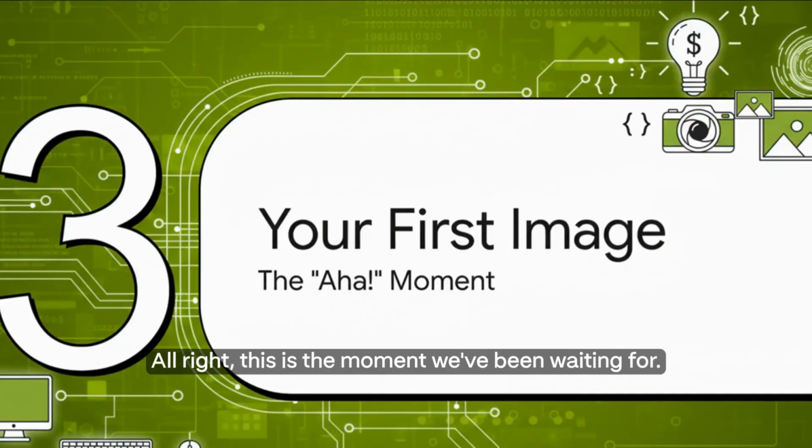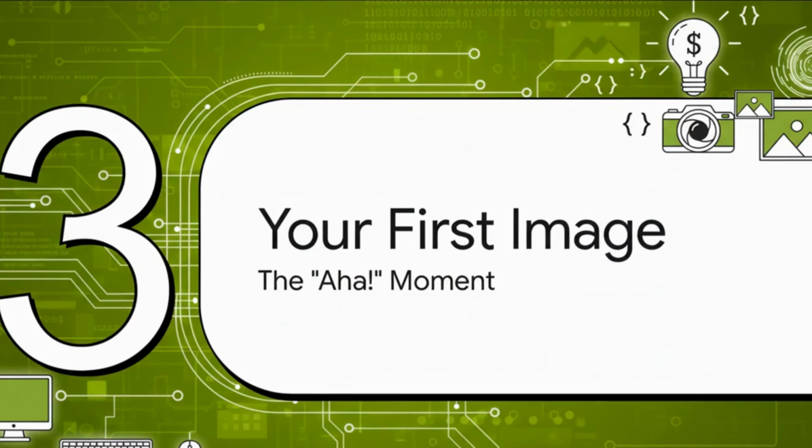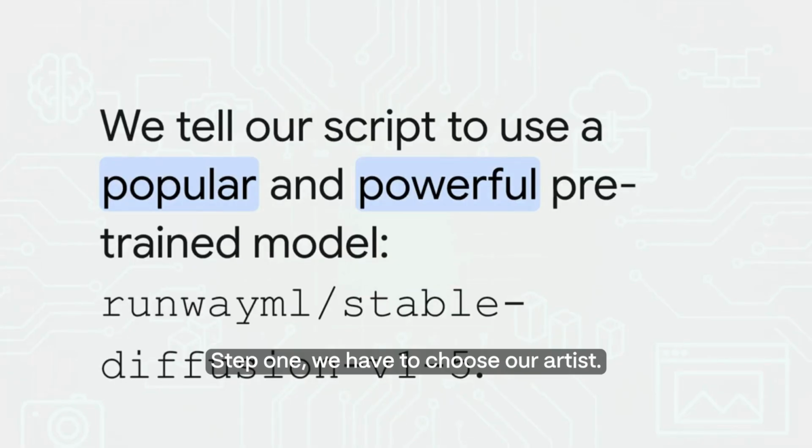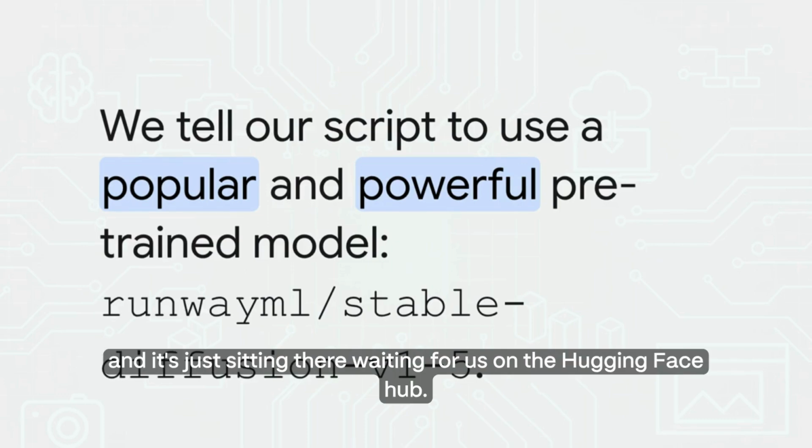All right, this is the moment we've been waiting for. The setup is done, the plan is clear. It is time for that aha moment. Let's write the code that makes the magic happen. So, step 1, we have to choose our artist. This first line of code does just that. We're basically telling our script, hey, go grab the model named Stable Diffusion version 1.5. It's a really popular and powerful one, and it's just sitting there waiting for us on the Hugging Face hub.